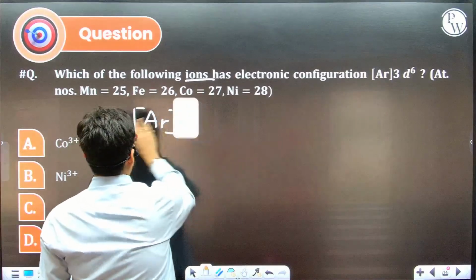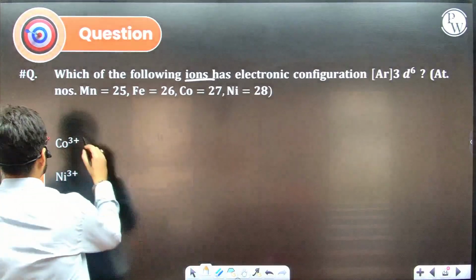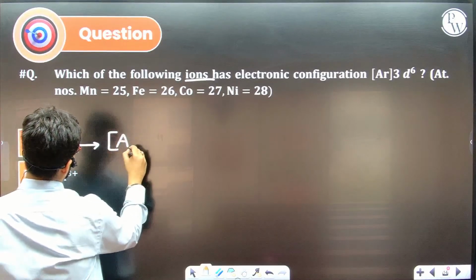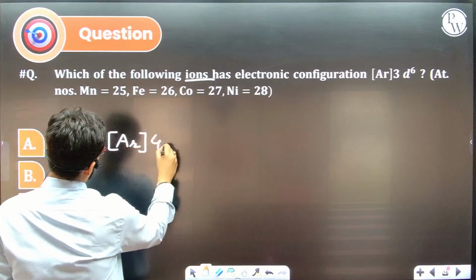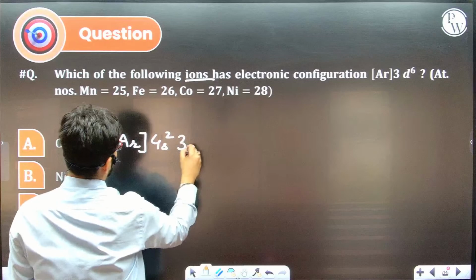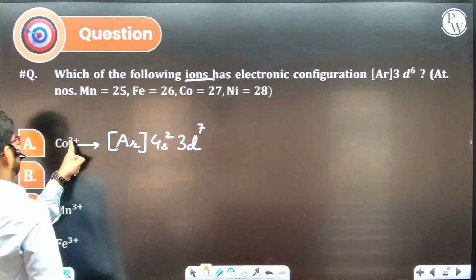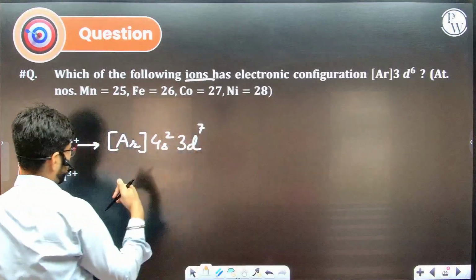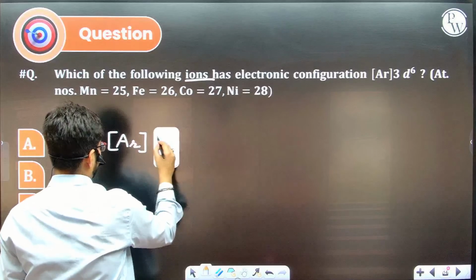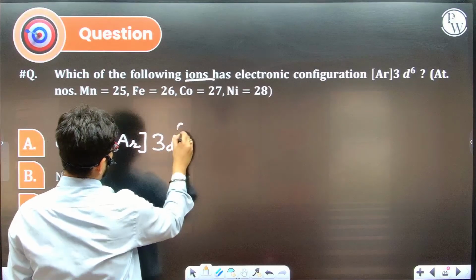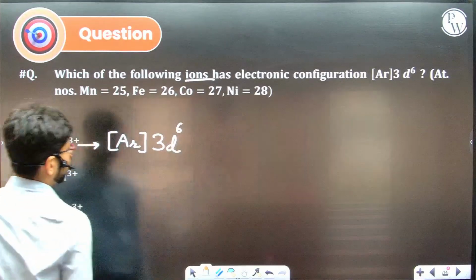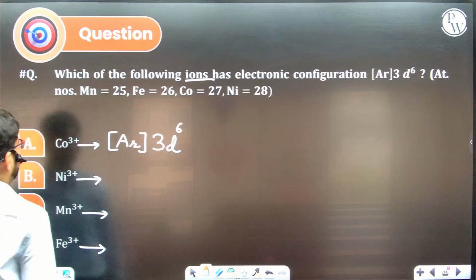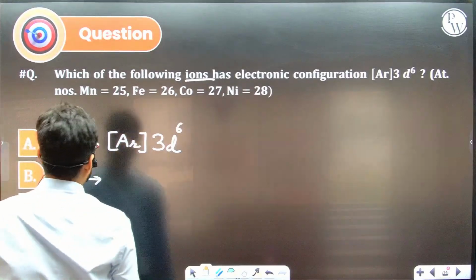Now we will write down the electronic configuration for each. So for this one, it's argon... cobalt is 27, so 27. But the charge is +3 here, so that means we have to remove 3 electrons from cobalt. So I'll remove 2 from 4s and then I'll be left with this. So I've got it. This is what has been asked for. For each of these I can write, but there is no need because we know that there is only one correct option for NEET. So A is the correct option.